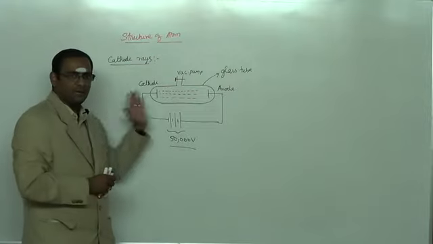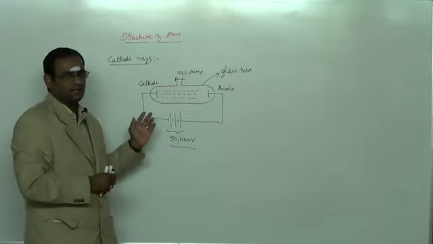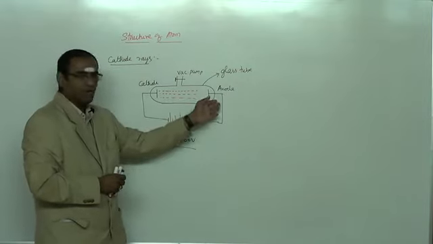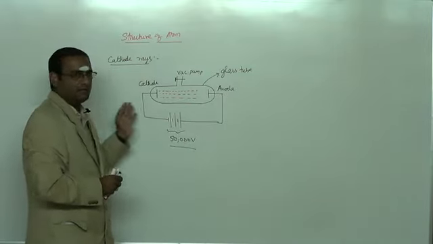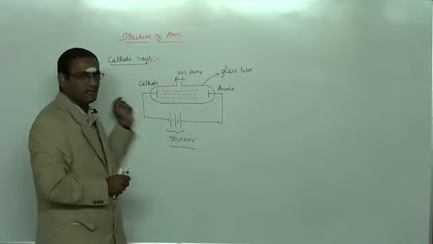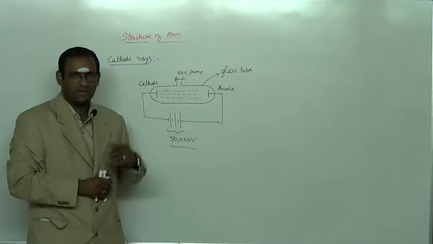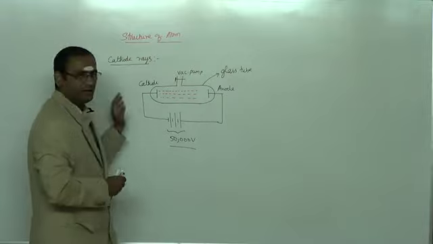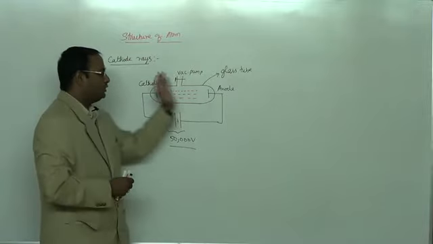When these electrons come out of the cathode, obviously electrons are negatively charged particles and anode is a positively charged system, and therefore the positive potential of the anode tries to attract the negatively charged particles, that is called electrons, and hence the stream of electrons travel from cathode to anode.